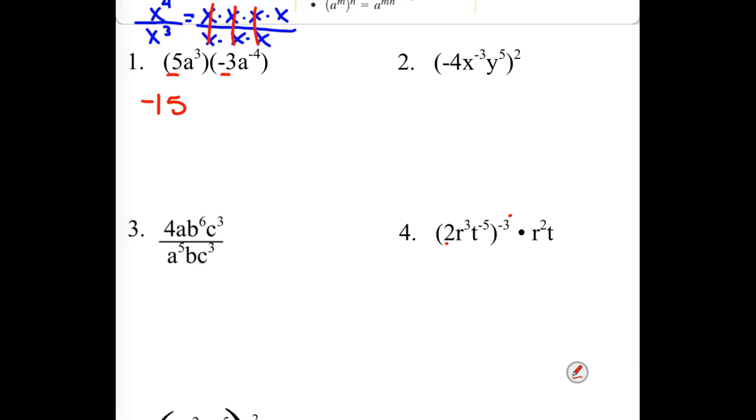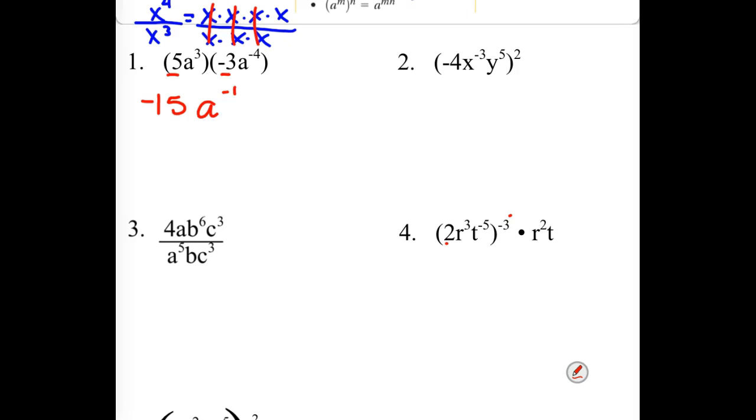Okay? Then we look at our variable pieces. Do we have common bases? Is it the same base? Okay, they're both A's. What do we do when we have a base to a power times the same base to a power? We add them. Okay, so what do we get if we add a 3 with a negative 4? Negative 1.